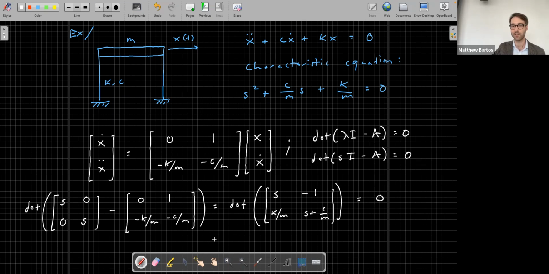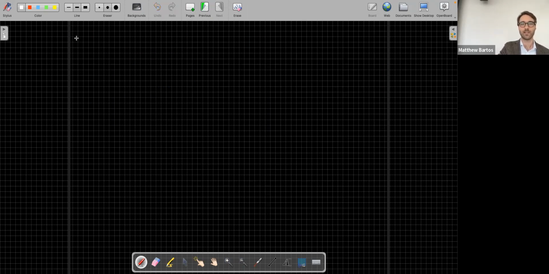Let's go ahead and compute this determinant. What is this first row? This first row will be s times s plus C over M, minus negative 1 times K over M is equal to 0. And if we move to the next page here and expand this out, what we'll get is that 0 is equal to s squared plus C over M times s plus K over M.